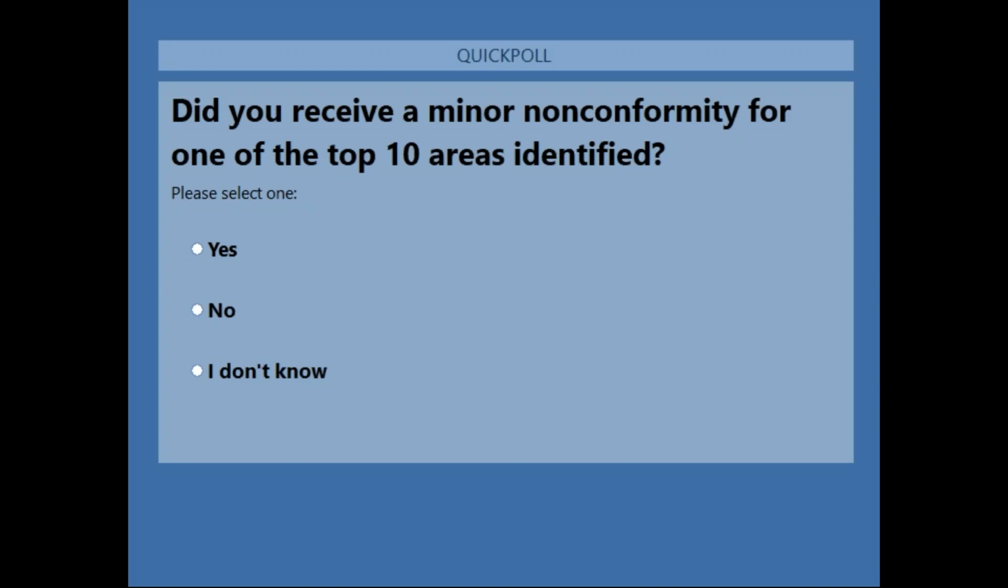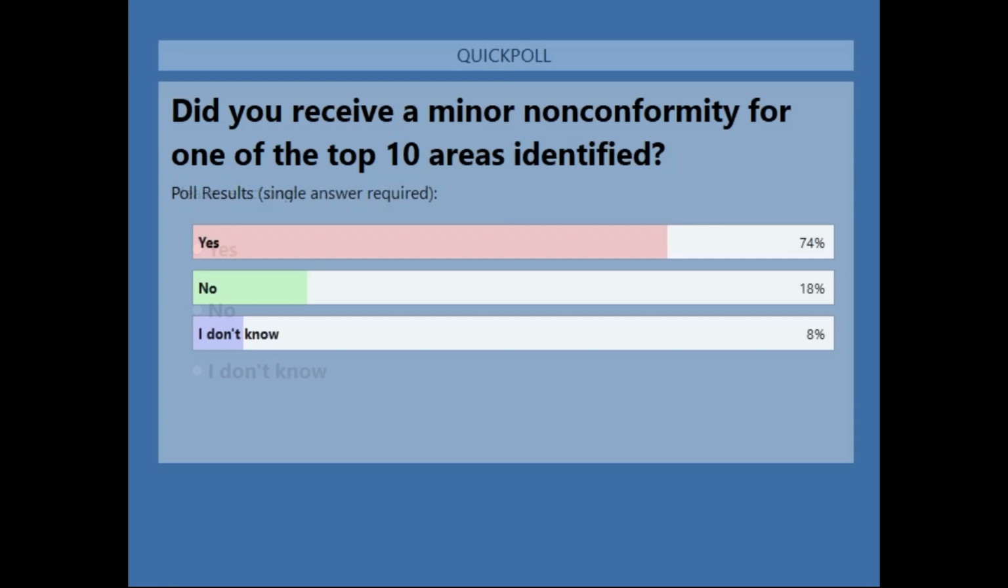And just like the previous two, the responses are quite straightforward: yes, no, and I don't know. So 74% of you said yes, which is much higher than we saw just a moment ago for the major non-conformities. 18% said no, and 8% I don't know.